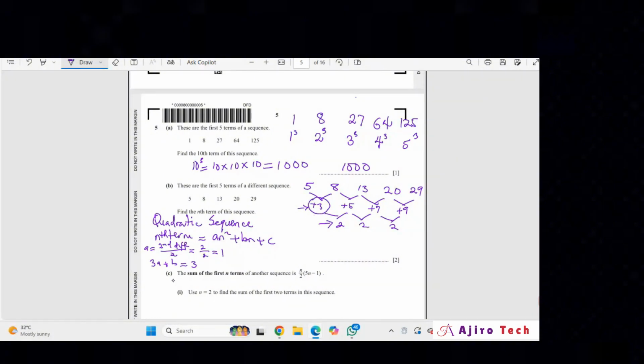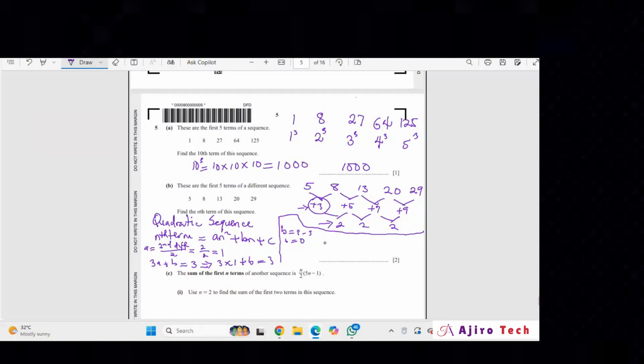But what is the formula for us to use to get that? 3A plus B equals the first difference. The first number, which is plus 3, is what you put there. We already know our A, so it is going to be 3 times 1 plus B equals 3. If you make B the subject, you're going to have B equals 3 minus 3, and B is equal to 0. So we've gotten that now.